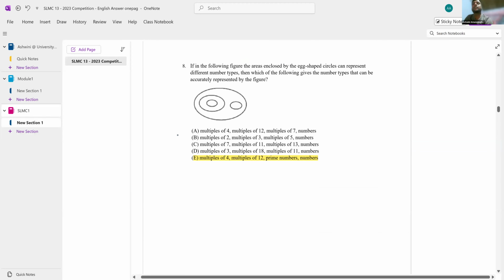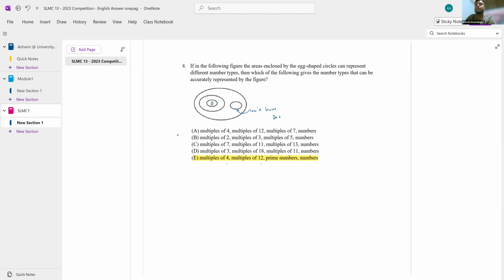Okay. In the following figure, the areas enclosed by the egg-shaped circles can represent different number types. Which of the following? And we have multiples. Multiples of 4, multiples of 12. So whatever multiples you have, you have to have 0. So 0 should be in some of these. So I will say 0 is there. Okay, which means this can't have 0. And when you look at the choices, the only thing that doesn't have 0 is where you have prime numbers. All the others have 0. Therefore, this is the choice.